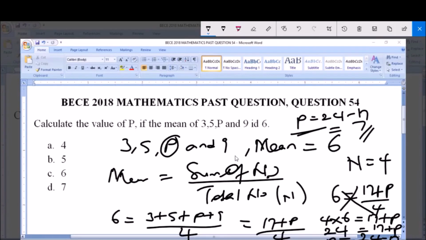Now from the options, option A says 4, which is wrong. B says 5, which is wrong. C says 6, which is wrong, and D says 7, which is correct. So option D is the correct answer, 7.